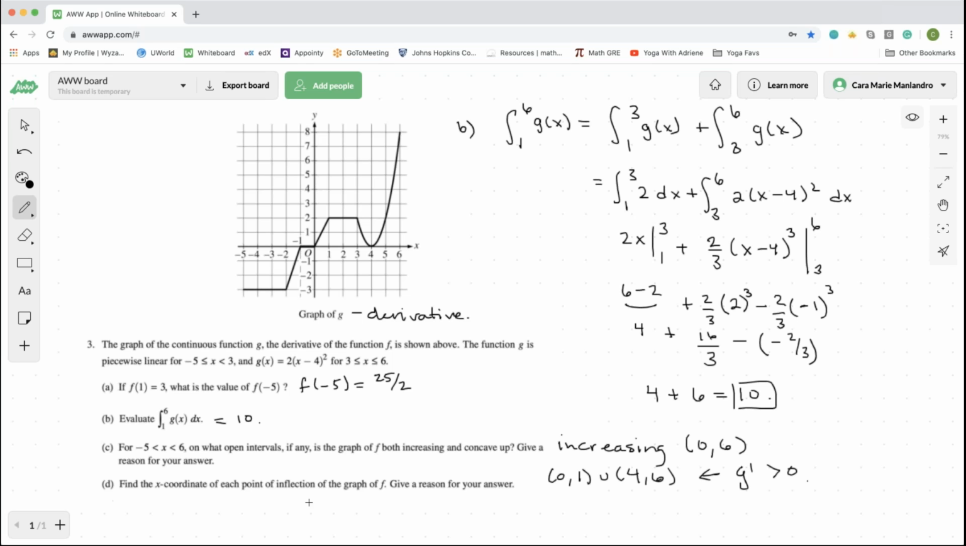Okay, fantastic. So find the x-coordinate of each point of inflection. Okay, so we're looking for a point where g prime is going to go from positive to negative or negative to positive. All right, so here it's 0, here it's positive, here it's 0, here it's positive, here it's 0. All right, but then I go negative to positive. So the only inflection point is at x is equal to 4. All right, and that's because g prime is going to go from negative to positive.